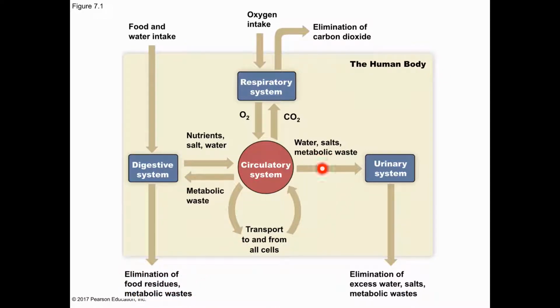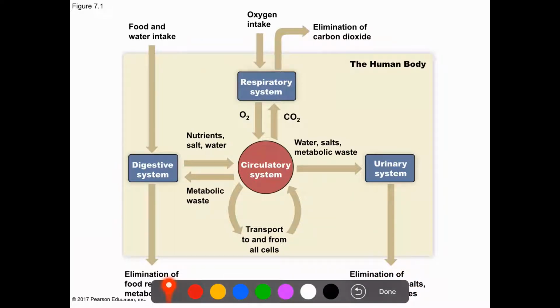Also, it eliminates excessive amounts of water, salts, and metabolic waste to the urinary system, so they can be eliminated through urination. And in general, it will help in regulating the body temperature by distributing the temperature all across the human body. So these are different roles of the circulatory system.